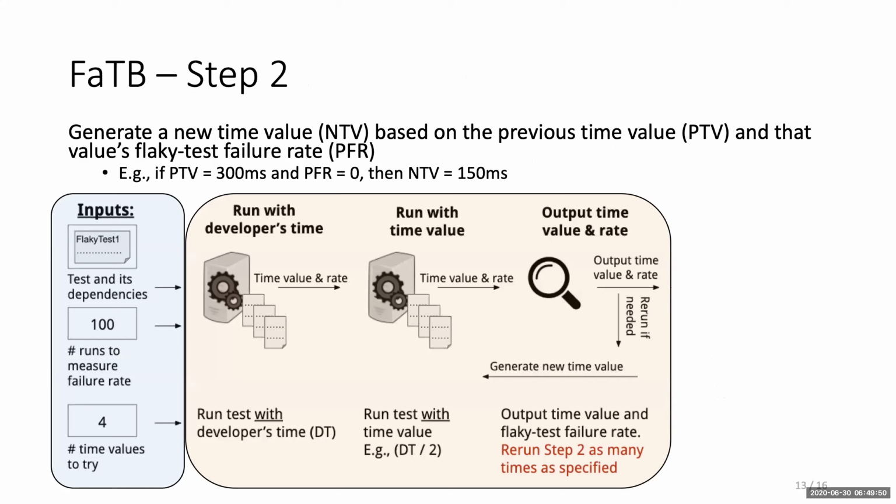We would then try to generate new time values based on the previous time value and that value's flaky test failure rate. So for an example, if the developer set the time to be 300 milliseconds to wait for an asynchronous call, and we find that there are 0 flaky test failures from this value, then the next value we will try is 150 milliseconds. Essentially, we are binary searching our way for these next values.